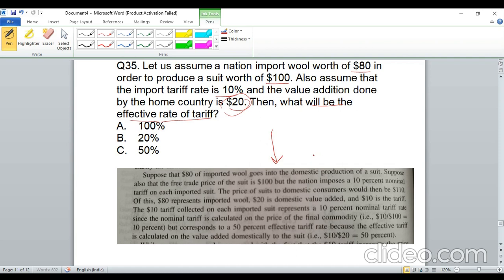So, effective rate of tariff. Basically, you have to see what is the value addition done by that company, and what was the tariff charged. The value addition was just $20, and the tariff charged was 10% of this $100, so that is $10. Effectively, for the producers of that country, this is the tariff that is charged, and this is the value that they were adding. So of course, the effective rate will be 10 by 20, so this will be 50%. I think a very simple question. If you have read Salvatore, then maybe you would have marked the answer within 5 seconds.